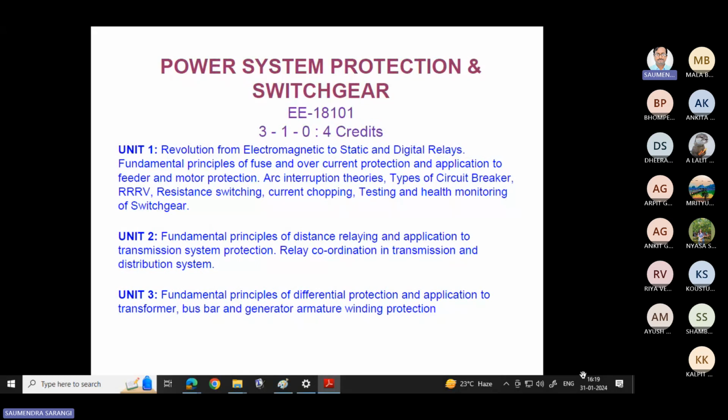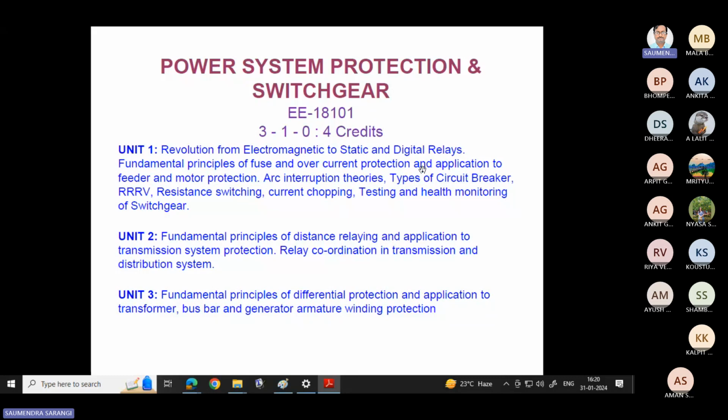So basically, this subject power system protection is divided into different units. In the first unit, we'll be talking about the electromagnetic relay. However, nowadays, wherever we go, we see that electromagnetic relays are obsolete. We'll be finding the digital relay. And in the second unit, we have the fundamental principles of distance relay and application of a transversal and protection. Then relay coordination. Why do you require this relay coordination? We'll talk about it in today's class.